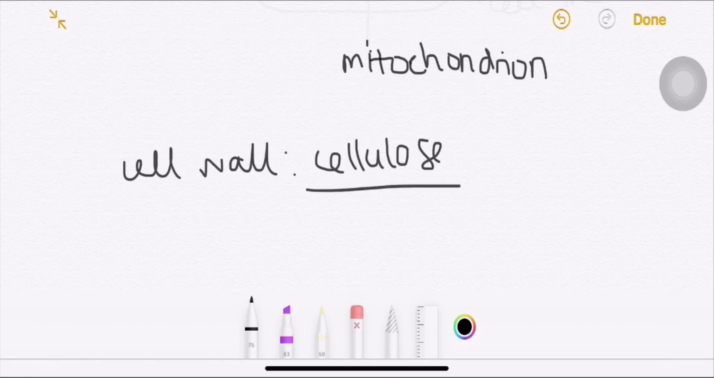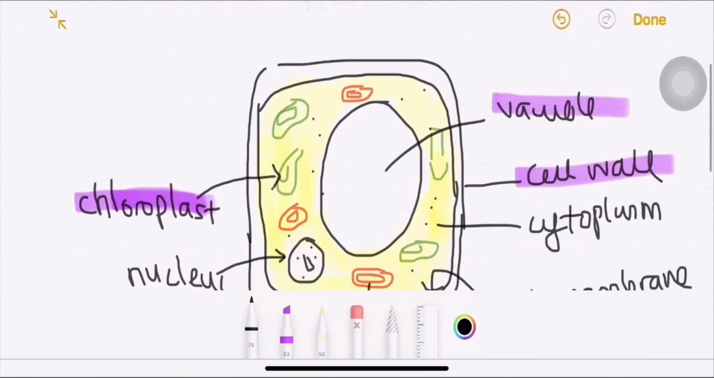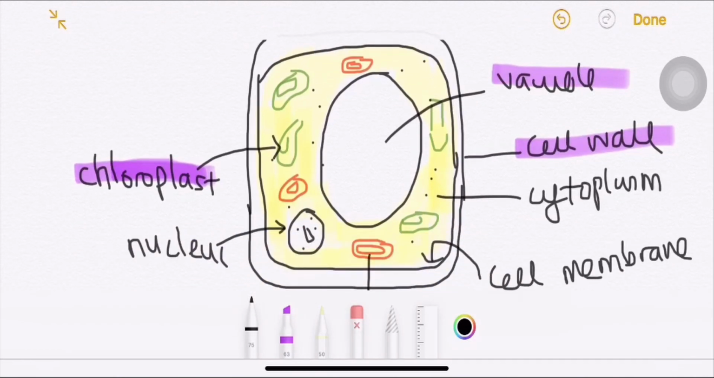So the cellulose cell wall has another important function. It is freely permeable. The cell wall allows any substance to come in and go out, so it does not care who comes and goes. Its only job is to give the plant cell a supportive structure. So it gives the plant cell a very rigid structure.